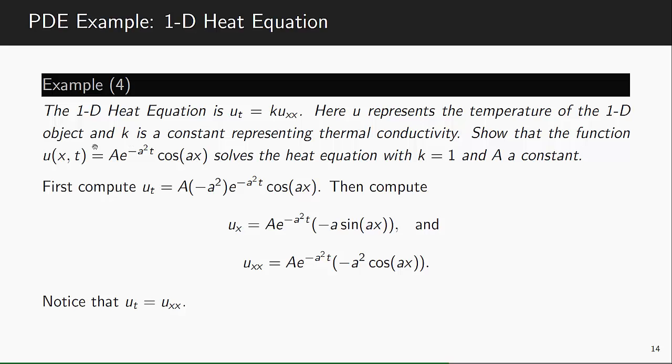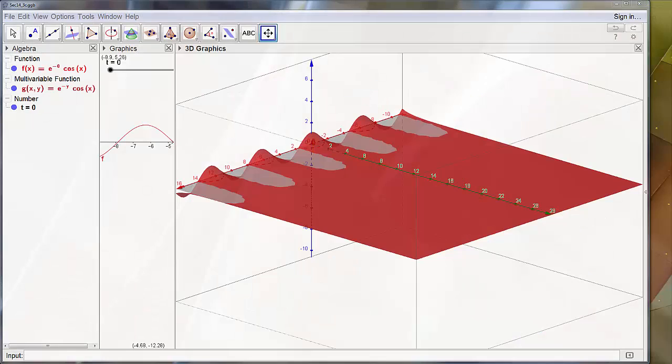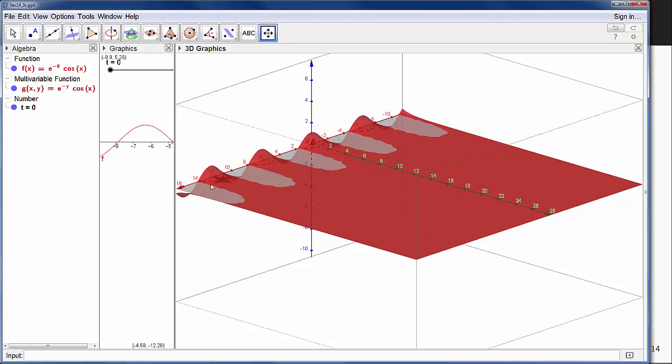So this equation here of x and t must somehow capture the way that temperature would behave in a rod. And I'm going to show you what that would look like.